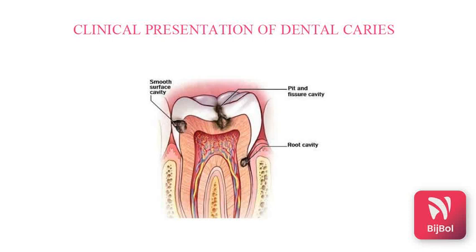Whereas smooth surface caries is caries starting on the smooth surface, having a broad area of origin and a conical extension towards the pulp. And root surface caries is covered with the cementum and begins directly on the dentin, and it spreads more rapidly when compared to pit and fissure and smooth surface caries. We can appreciate in the picture all the three cavities.